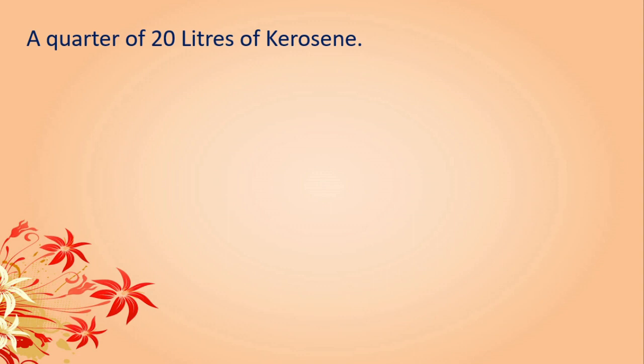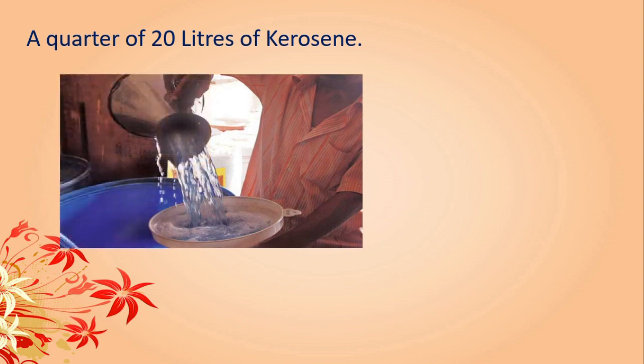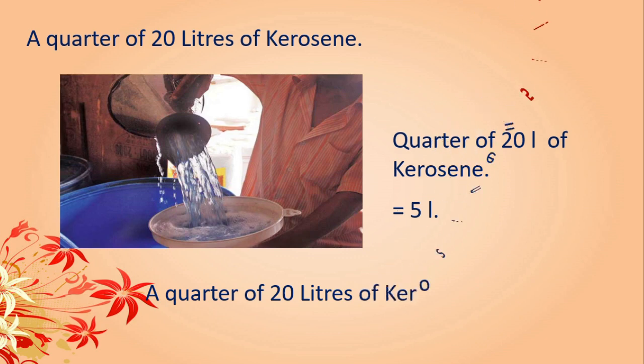Next is a quarter part of 20 liters of kerosene. This is a kerosene. A quarter of 20 liters. Yes, dear children, again you can count like this. Half of 20 is 10 and half of 10 is 5. So we can write here quarter part of 20 liter of kerosene is equal to 5 liter. Right? Got this?